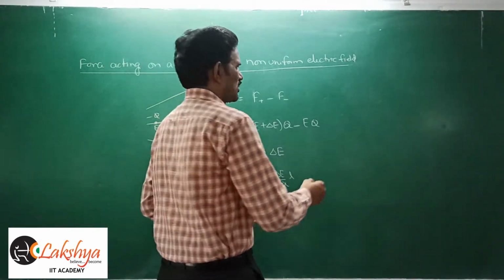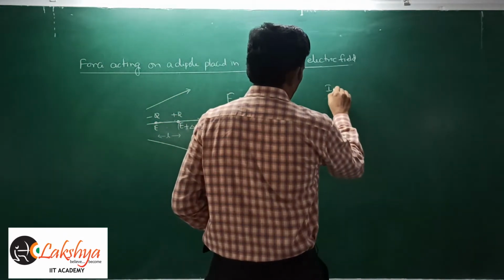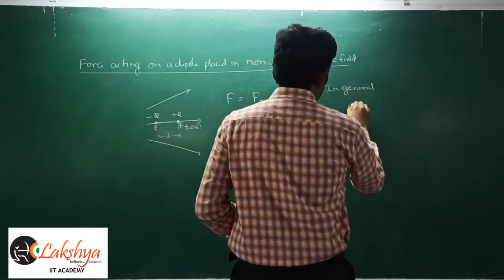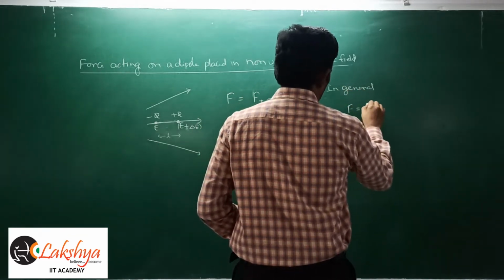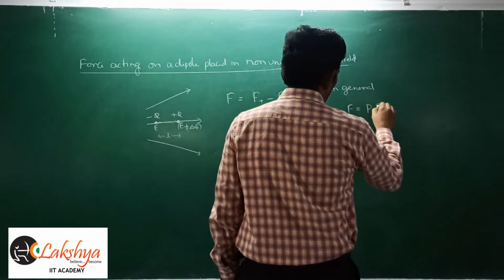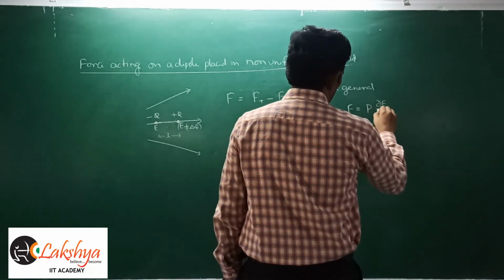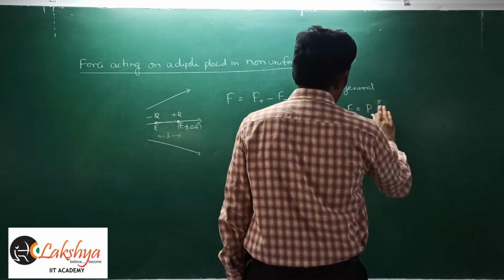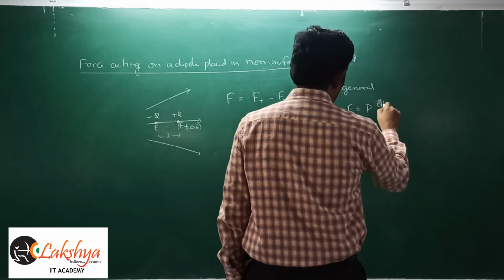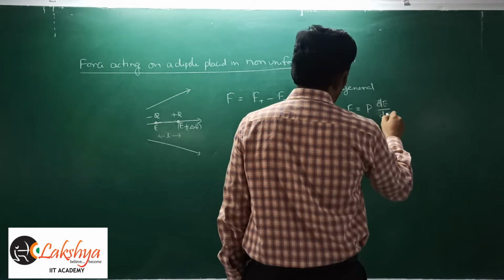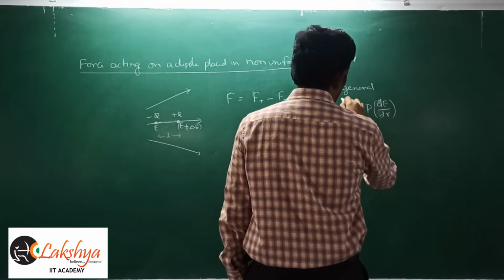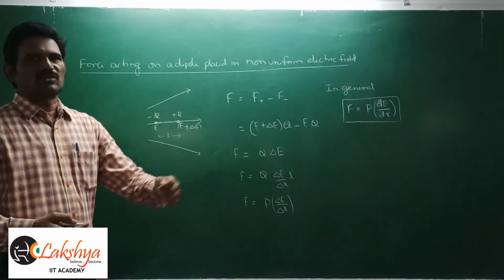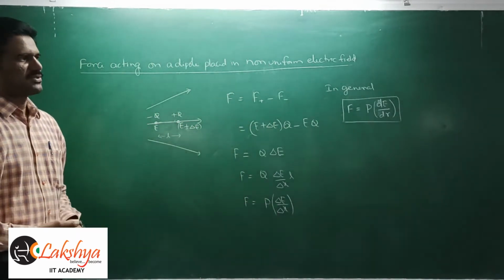So in general we express that force as P into dou E by dou R, or dou X, or let us write it in terms of the gradient dE by dR. When a field is varying with R, then the force can be expressed like that.